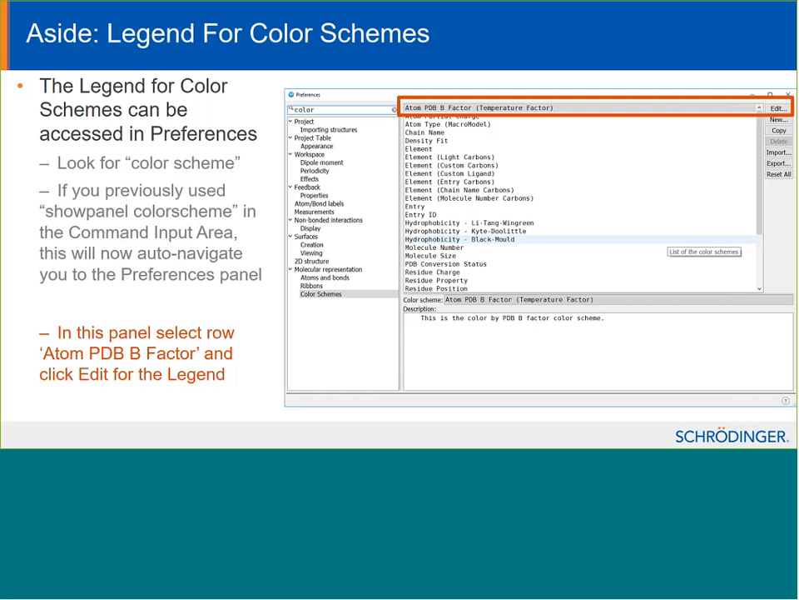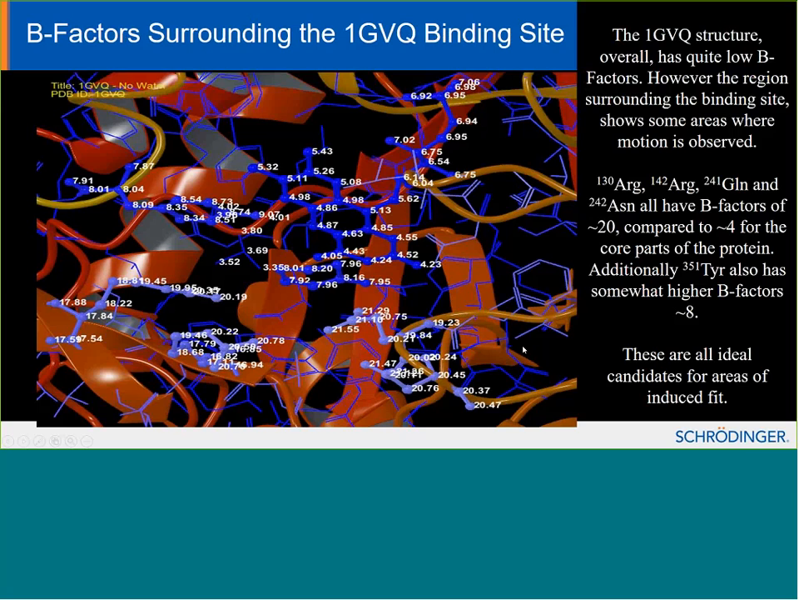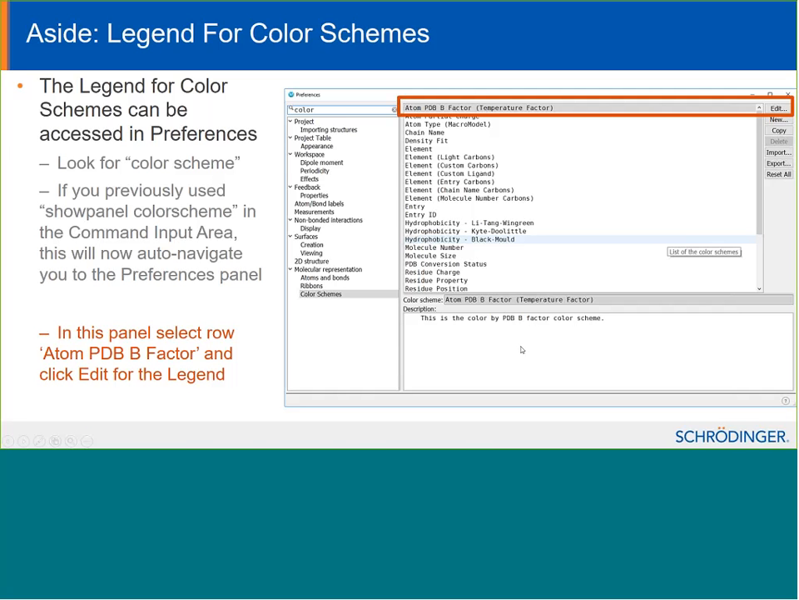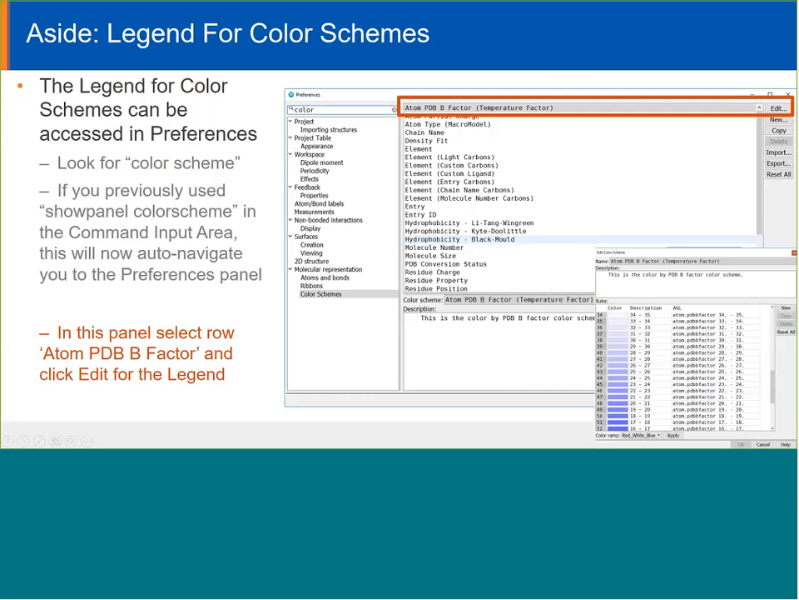Just an aside, if you are looking for the color schemes and the legends for this coloring scheme, you will find this under the Preferences tab in Maestro. If you type in color, you'll see a color scheme here, and all of these are drop-down options for the different coloring schemes. If you highlight the row and go to Edit, you'll be able to see the actual coloring scheme here. So you can see that these are lower B factors around here, and then higher B factors as it goes towards the red region and the lighter region.